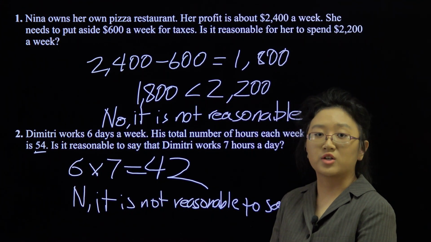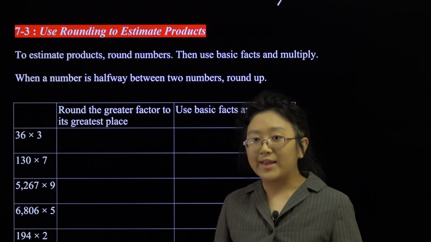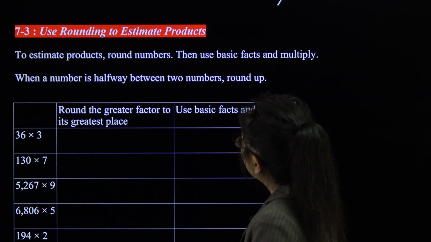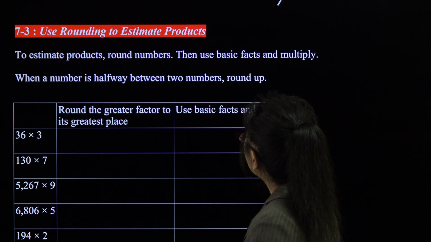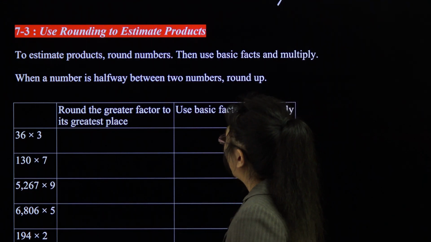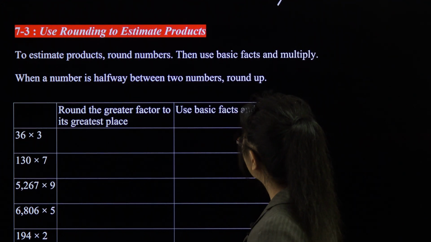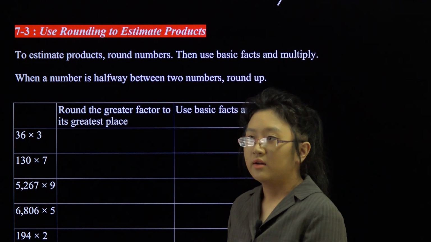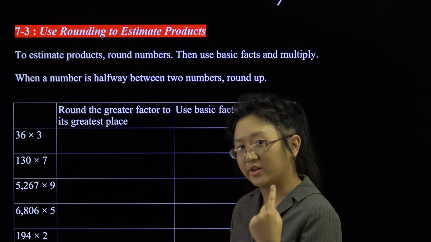We move on to the next section. Remember that if you want to take a break at any time, feel free to do so. Use rounding to estimate products. To estimate products, round numbers. Then use basic facts and multiply. When a number is halfway between two numbers, round up, i.e. when it's a 5, you round to 10.